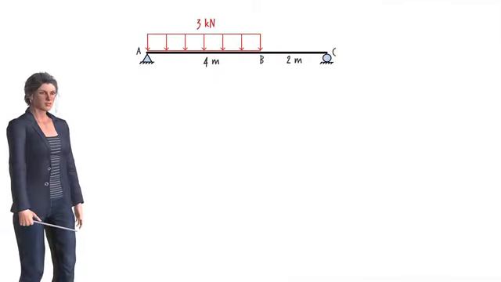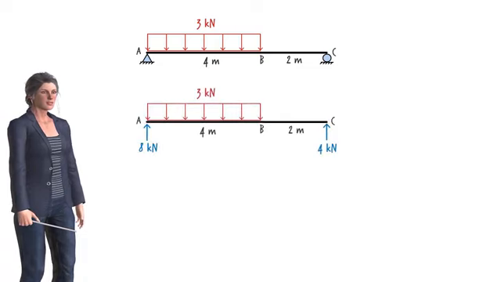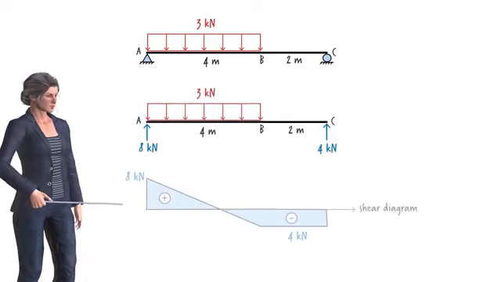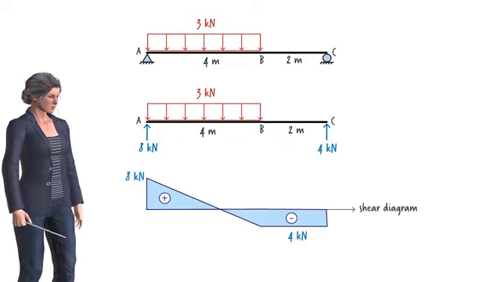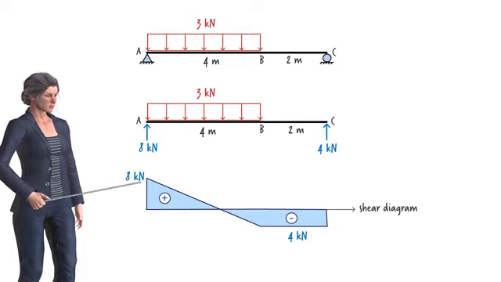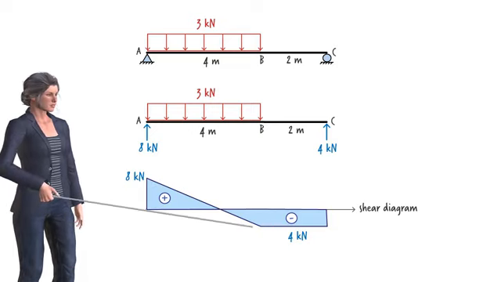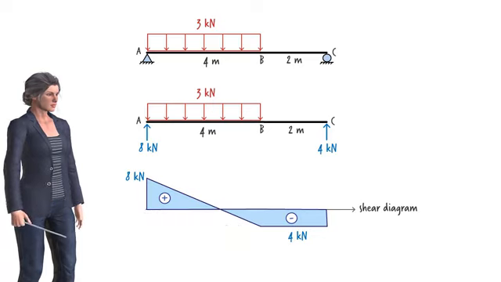Now, let's consider a beam carrying a uniformly distributed load. Here is the shear diagram for the beam. Note the shape of the diagram in segment AB. Shear varies linearly in the segment. It goes from positive 8 kilonewtons at A to negative 4 kilonewtons at B.